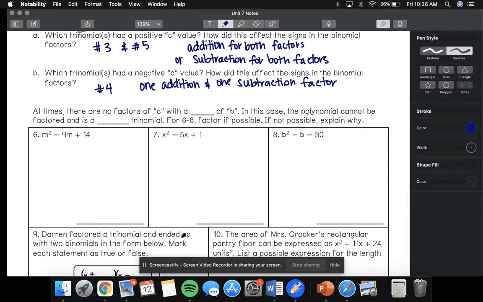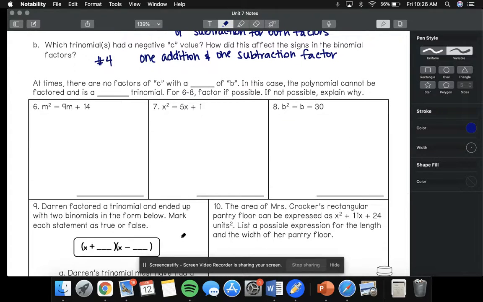At times, there are going to be no factors of c with a sum of b. There'll be some problems that don't fit the puzzle. The puzzle just isn't going to work. In this case, a polynomial cannot be factored, and we will call that a prime trinomial.